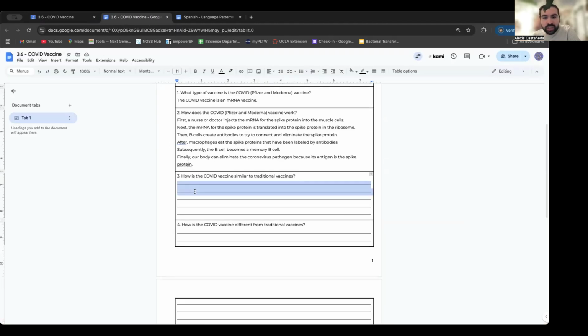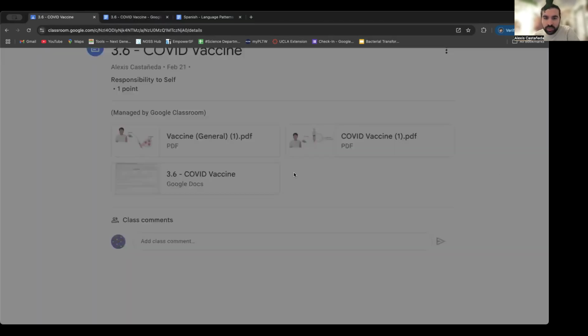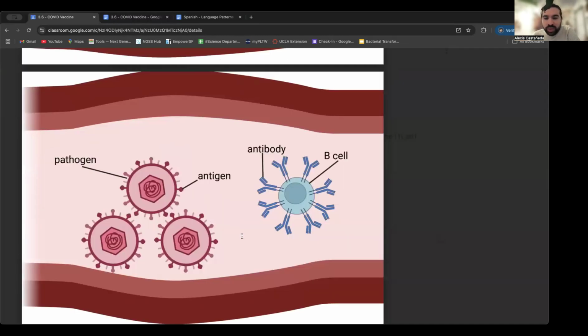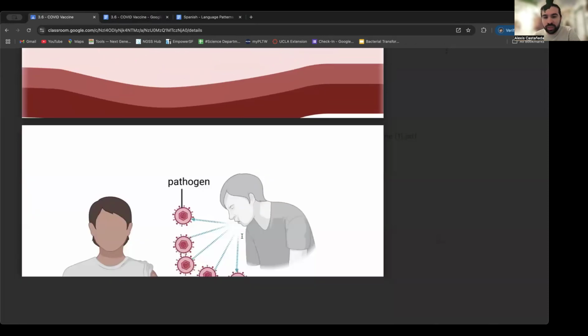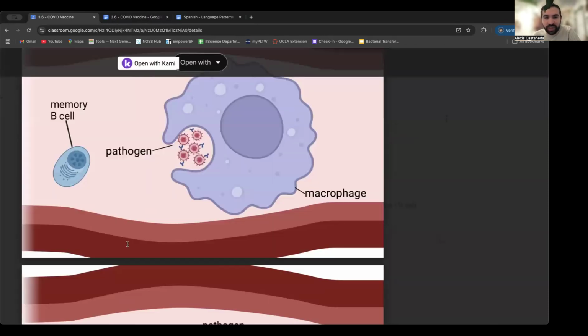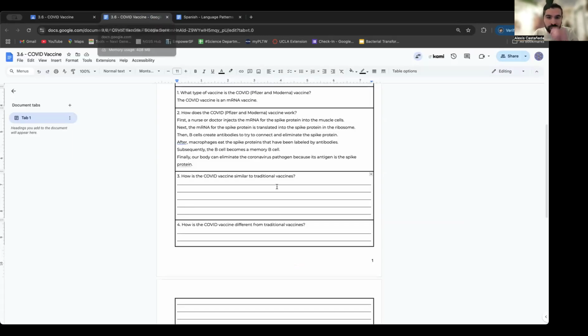So how is the COVID vaccine similar to traditional vaccines? Well, both processes are very similar in the sense that in both cases, what are we creating here at the end? Well, at the end of the day, what we're really happy about having is these memory B cells and antibodies. That's what we really need. That's the purpose of this, to be able to eliminate pathogens and to be able to eliminate something that might make you sick.